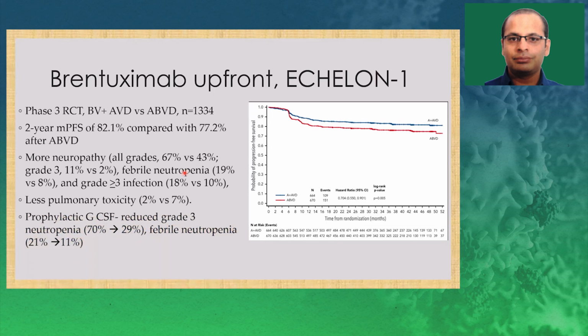The savior is GCSF in such a scenario because you are not using bleomycin. It reduces grade 3 neutropenia and febrile neutropenia incidence considerably. So this regimen, BV plus AVD, can easily be used in advanced stage Hodgkin lymphoma with liberal use of GCSF if required. Neuropathy which occurs is problematic but usually resolves by the end of the treatment or within 1 year of treatment.